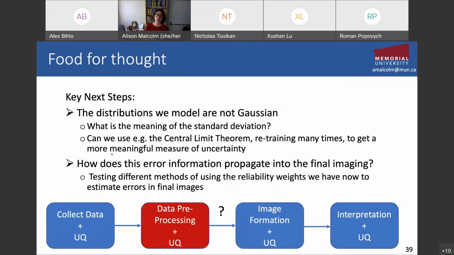I showed you an example of using this in data pre-processing, but we haven't really talked about image formation. We're working on that now. I have a student who's working on that right now, trying to understand how we can take the output of these normalizing flows and translate it into another set of normalizing flows that do the uncertainty quantification in the image formation step, like we did in the Markov chain Monte Carlo example that I showed you at the beginning. So thank you very much for your attention.